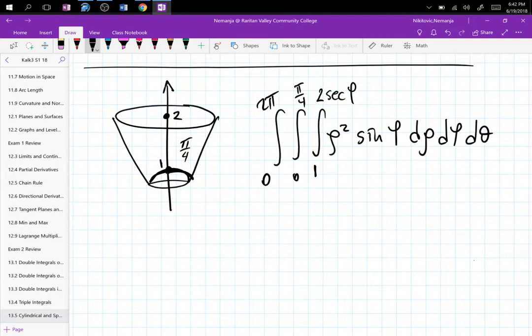So now you go and you integrate. You get rho cubed over 3 again, and your rho is secant phi, so that's going to be 8 secant cubed over 3. Then that secant cubed is going to be interesting to deal with as you move on, because it becomes a cosine cubed. Then you have fun with that, right? Lots of calculator.